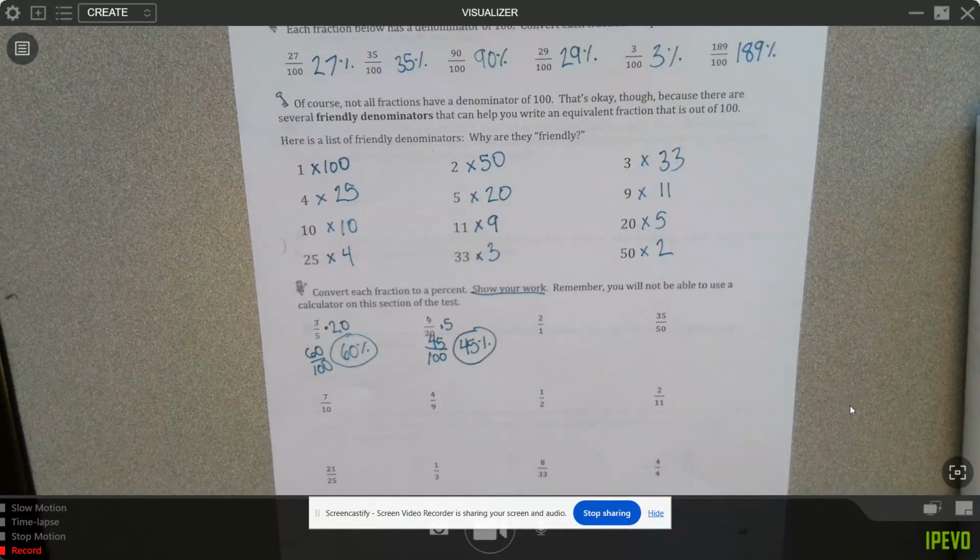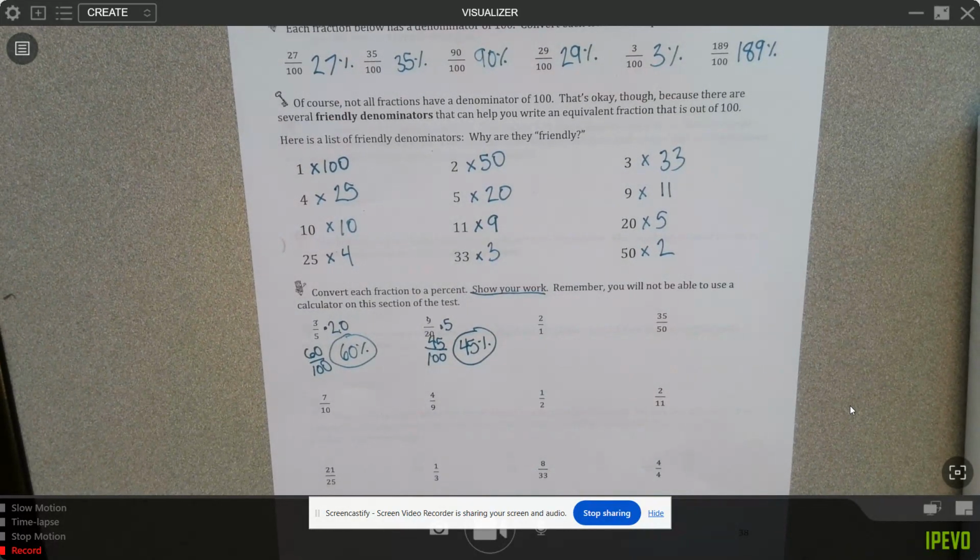Okay? You can't just write 45. You have to put the percent sign after it. Big difference between 45 and 45%. They are not the same number. So you must put the percentage on there. It's like a decimal, right? You have to put decimals in to know the difference between 45 and 45 hundredths. You have to put a percent on when you're working with percentages.